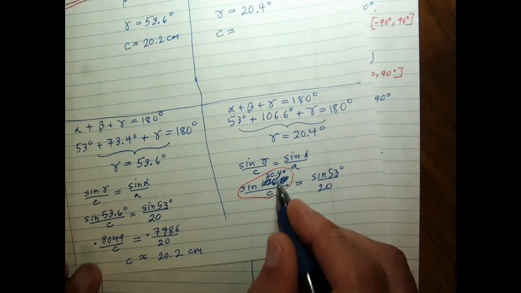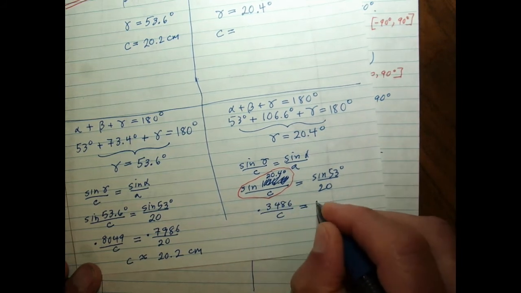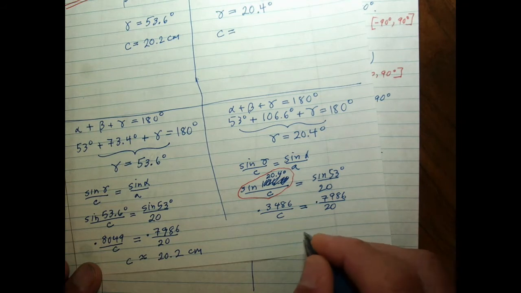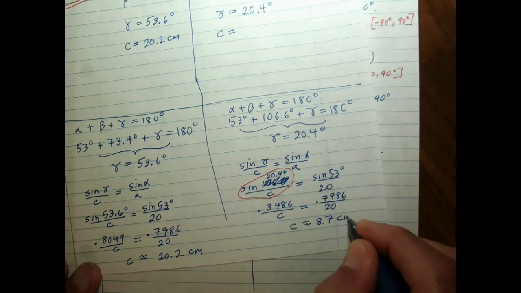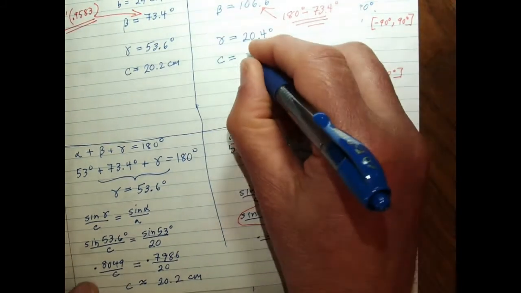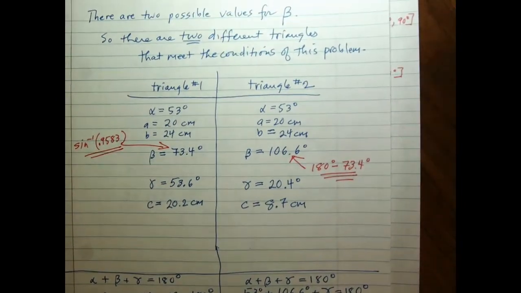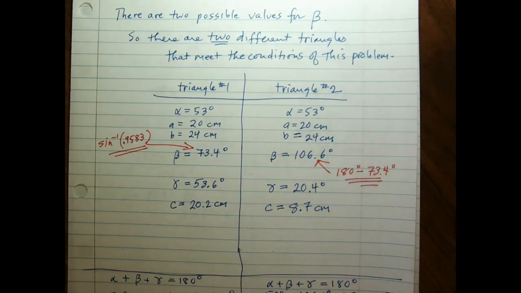Sine of 20.4 degrees, I get 0.3486 for that over C equals 0.7986 over 20. And when I solve for C here, I get C is about 8.7 centimeters, so a different value for C. That I'll fill in up above. So here's a summary of my answer. Okay, we got two totally different triangles as answers to this problem. Given the information at the beginning of the problem, there were two possible triangles that fit that information.